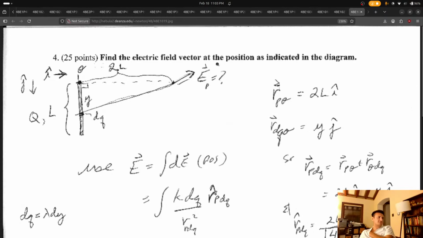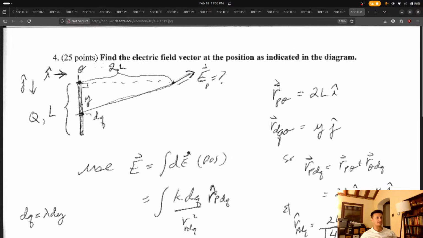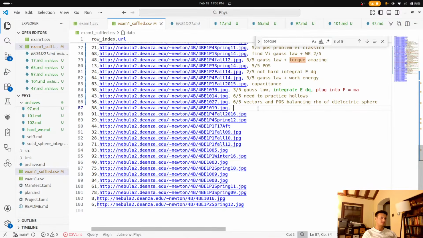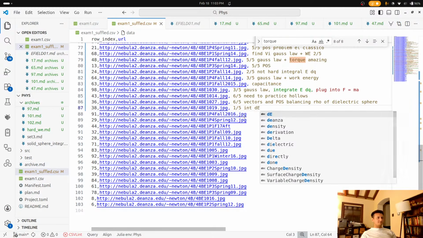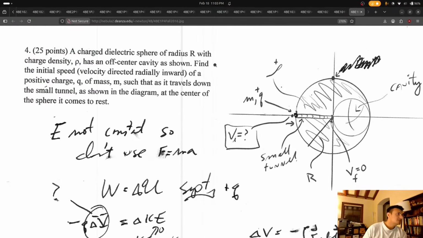Find the electric field vector at the position indicated in the diagram. All right, 2L, origin, y, integral dE, blah, blah, blah. Boring. I'll just write it down. Ooh, these are my favorites. I love these. I hope that I get one of these tomorrow.